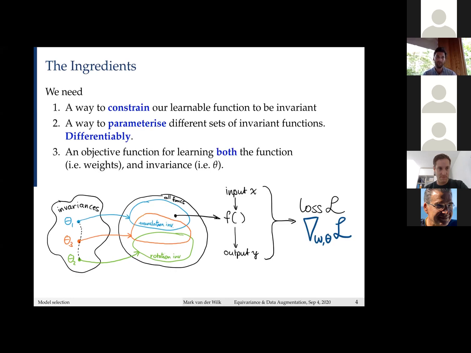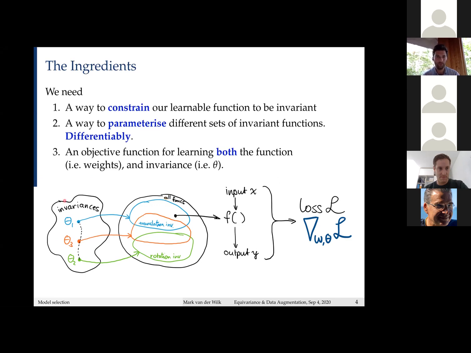The final ingredient that we need is an objective function that we can optimize in order to learn both which function we want to use and which invariance we want to constrain our set of functions to. Yeah, so the functions are usually parameterized by weights.